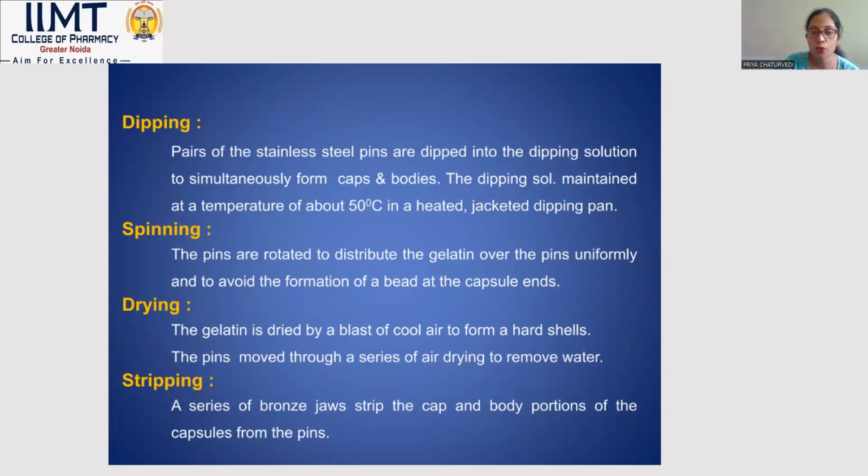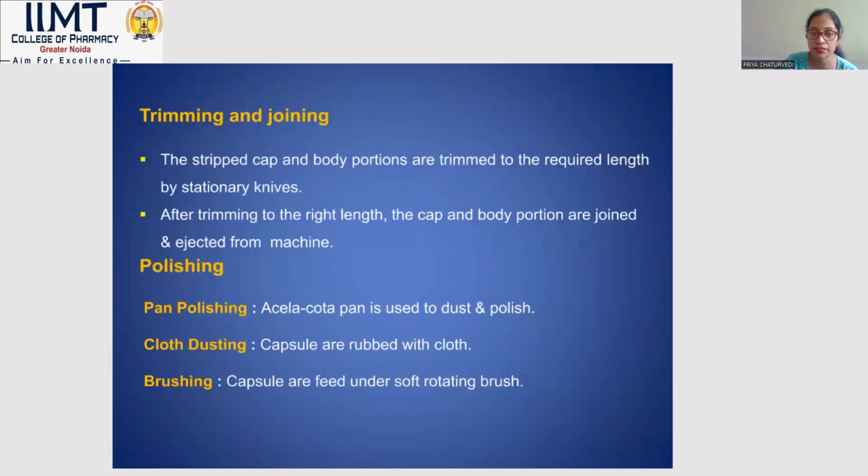Spinning. The pins are rotated to distribute the gelatin over the pins uniformly and to avoid the formation of a bead at the capsule end. Drying. The gelatin is dried by a blast of cool air to form a hard shell. The pins are moved through a series of air dryers to remove water. Stripping. A series of bronze straws strip the cap and body portion of the capsule from the pin. Trimming and joining. The stripped cap and body portion are trimmed to the required length by a stationary knife.